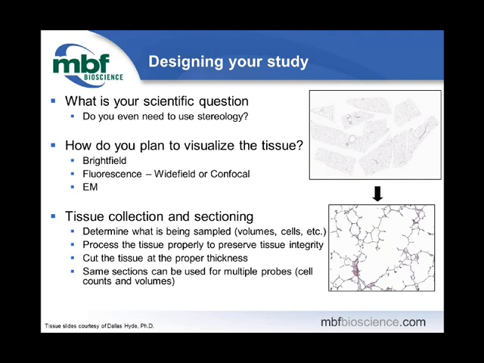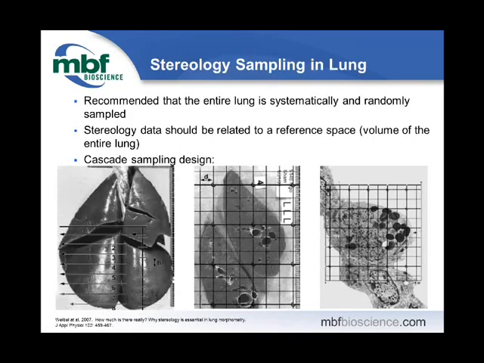We need to think about, so I'm going to talk briefly about these different probes and the rules that have to be followed to eliminate bias, but you also want to think about how much sampling you're going to do, how many sections you're going to skip, how much sampling you're going to do on each section, and come up with a sampling scheme that's enough so that you get the precision you need, but not too much so that you're doing unnecessary work. And here is an example of a sampling scheme, a cascade sampling design.